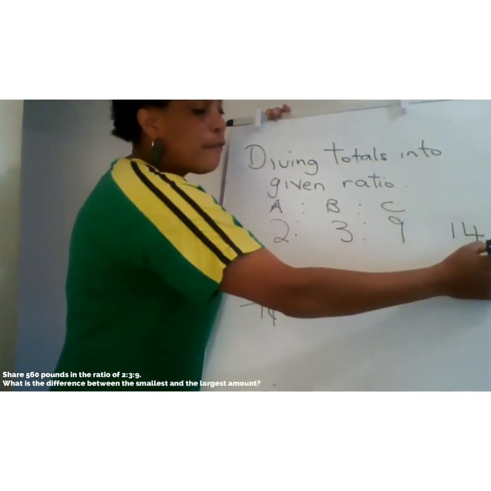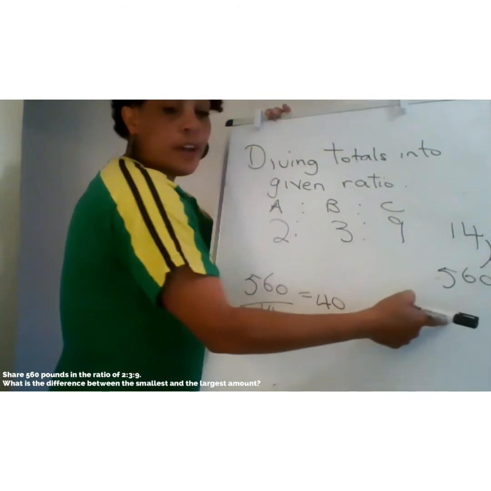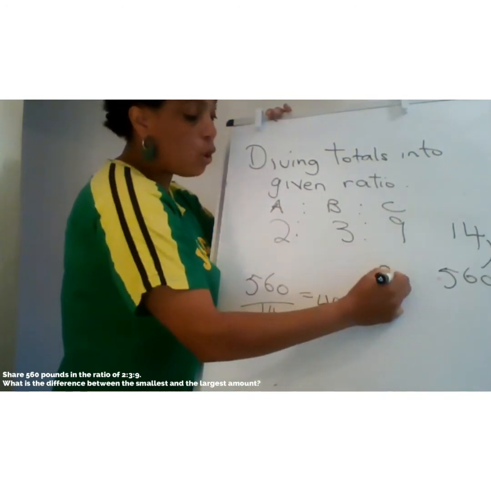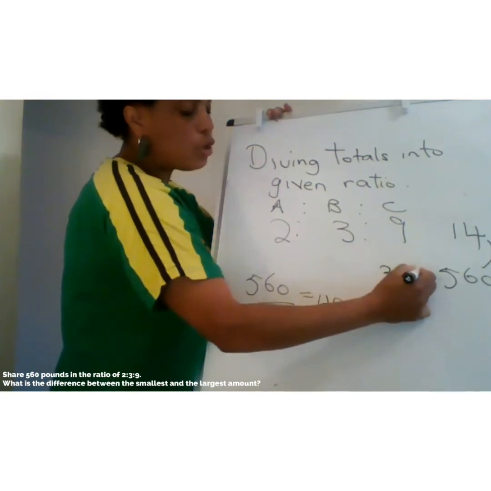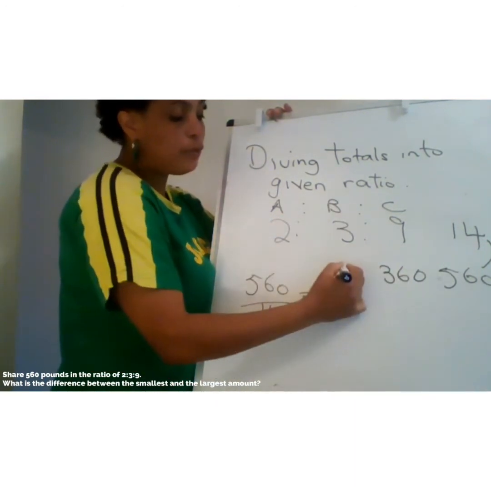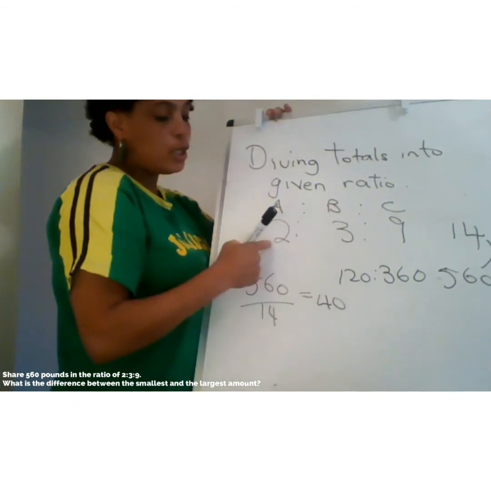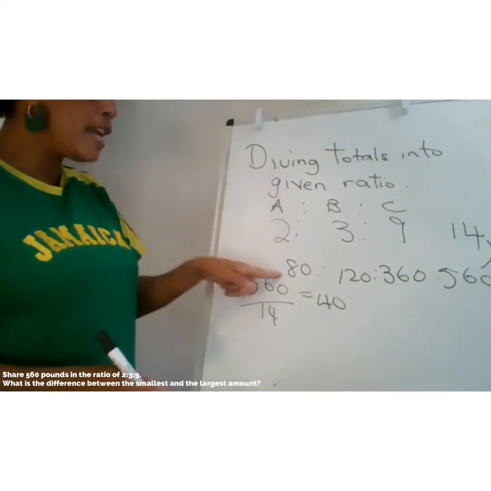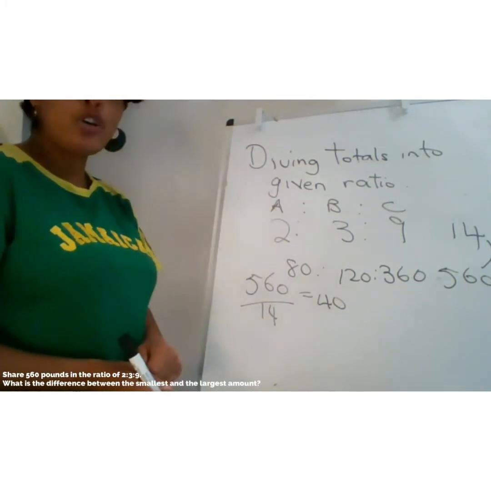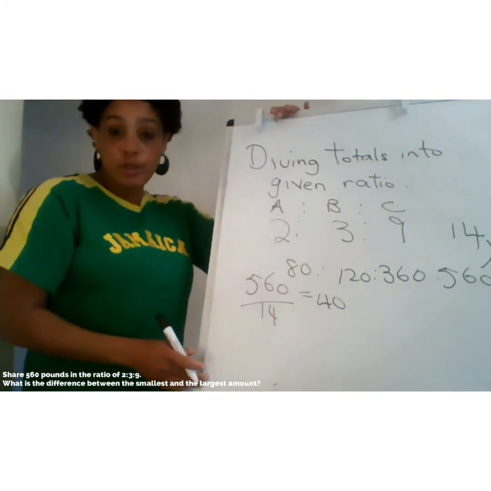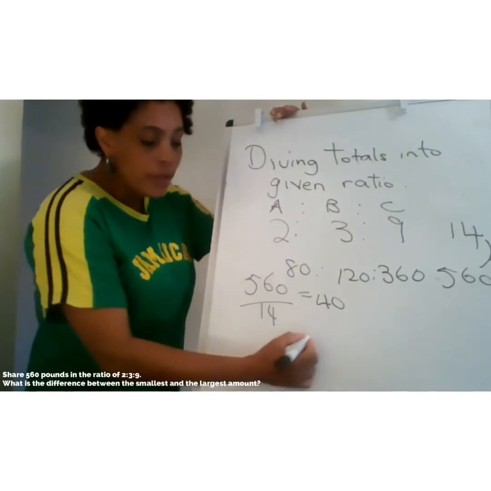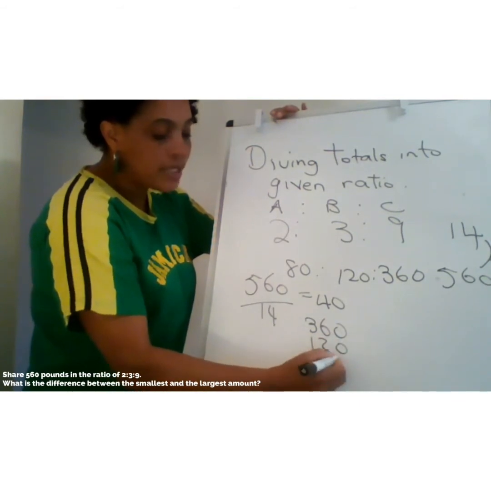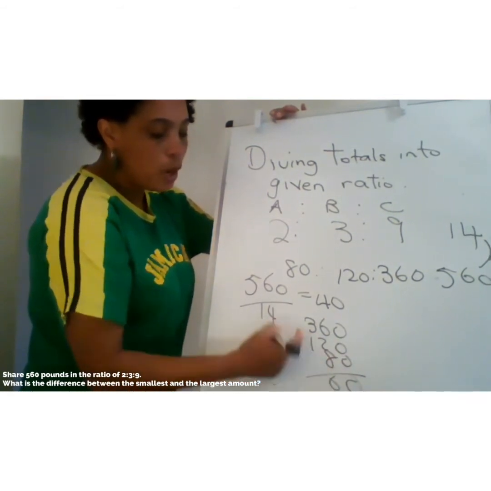So that means 14 times 40 is 560. So 1 part is 40. 9 times 40 is 360. 3 times 40 is 120. 2 times 40 is 80. So all that means is that A is going to get 80, B is going to get 120, and C is going to get 360. How do we prove it? If we add 360 plus 120 plus 80, we're going to get 560.